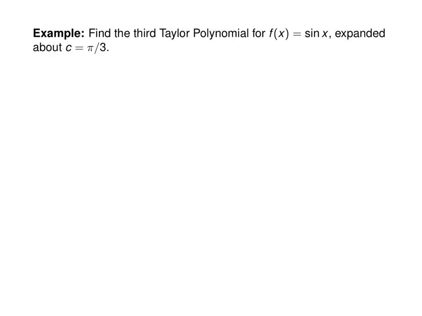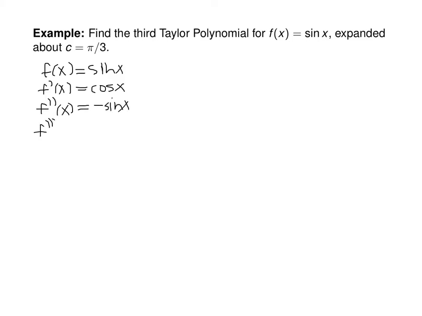Next, let's find a Taylor polynomial, so not centered at 0. This time it's centered at c equals pi thirds. So once again, third Taylor polynomial means we're going to need 3 derivatives. So the original function is sine. The first derivative is cosine. The second derivative is negative sine. And the third derivative is negative cosine.